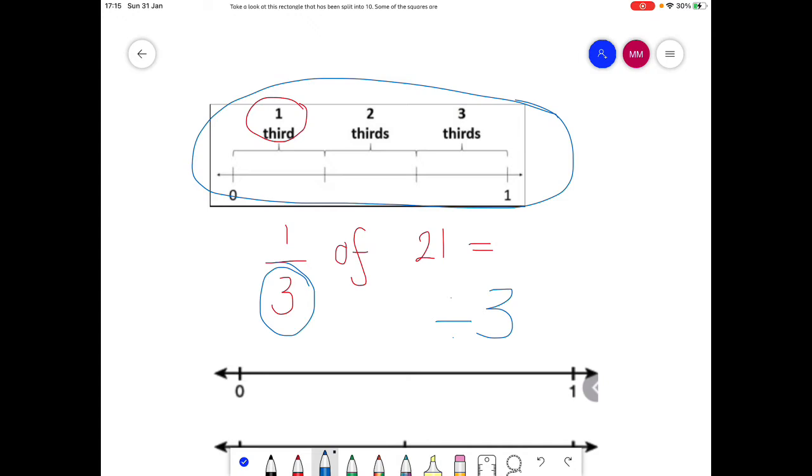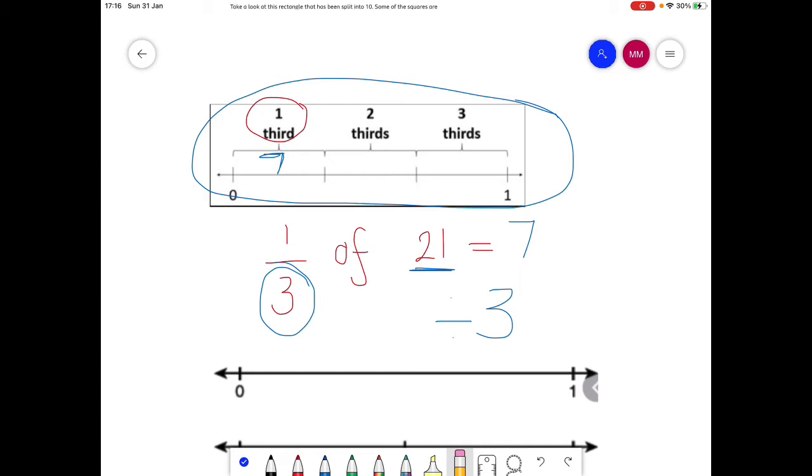So we need to know our times tables, our multiplication and division facts. So the 3 times table then, 21 is in the 3 times table. So if I had 21 and I was to divide it by 3, my answer would be, and hopefully you said it was 7. 3 times 7 is 21. 21 divided by 3 is 7. So 1/3 of 21 is 7.